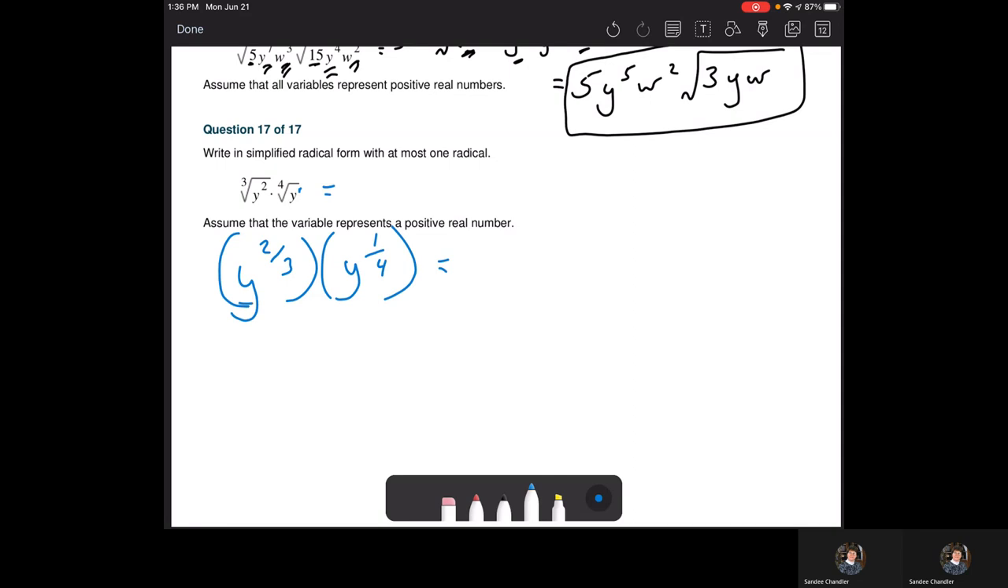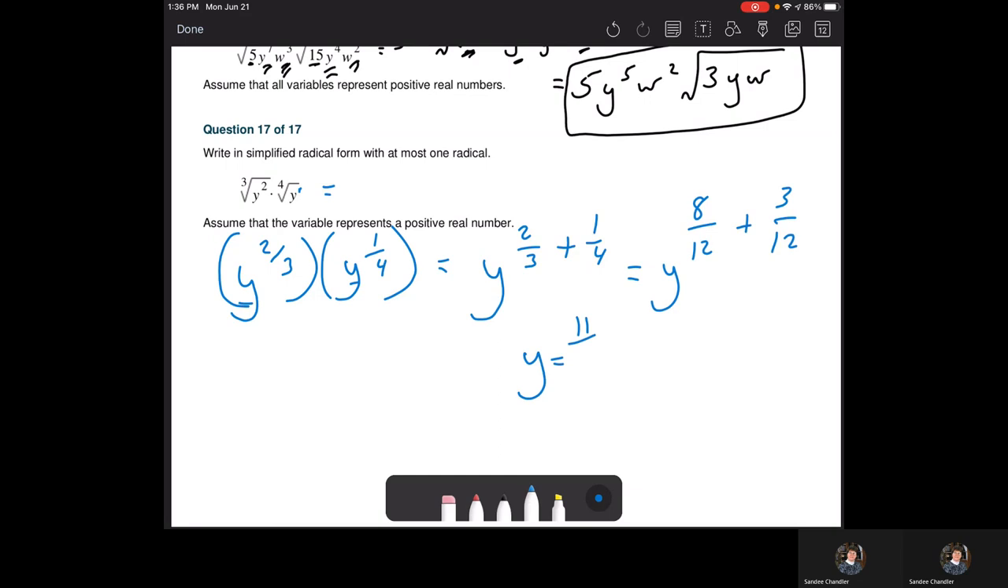All right. Well, we've got the same base, so we have to add the exponents, right? So it's going to be y to the 2/3 plus 1/4. That recalls our good friends back in the day of fractions and least common denominators, right? So that's going to be the least common denominator of 12. And that'll be an 8, and that'll be a 3. So our answer is y to the 11/12.